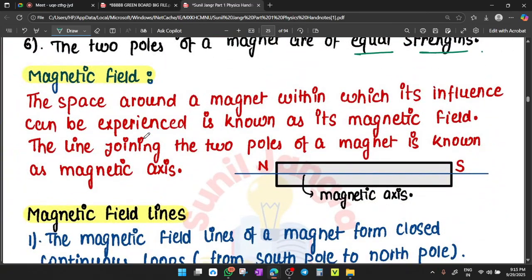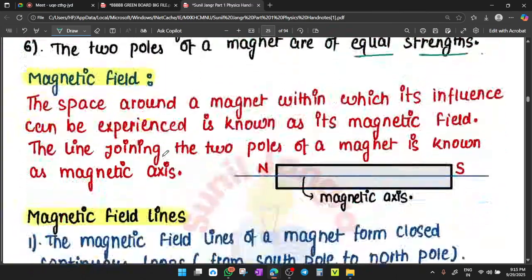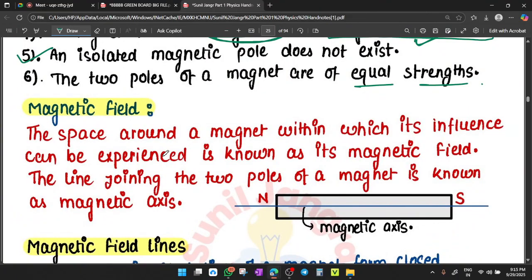Now tell me, Nitin, what is magnetic field? Yes. What? No, no, no. You give. I want your answer. What do you think about magnetic field? Exactly. Yes.